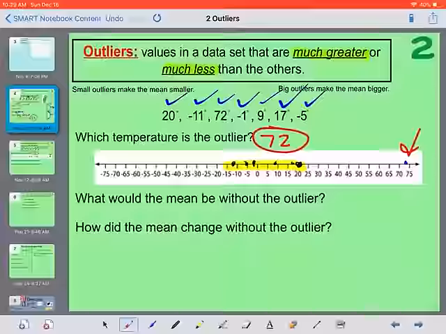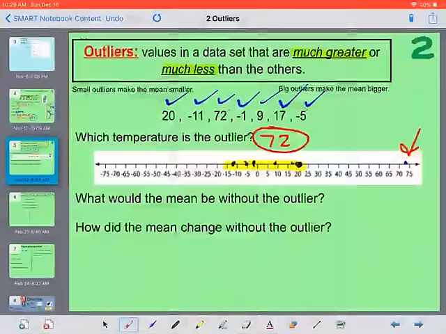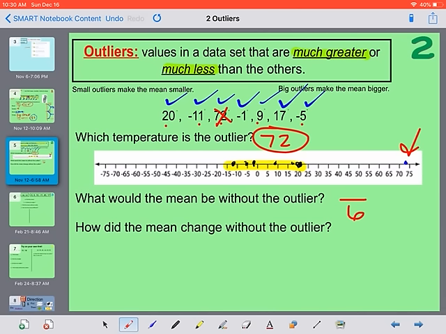So we did find the mean of this data on the previous slide, 14.4. Now they want to know what would the mean be without the outlier. So now we're going to add these all up and divide by 6. So there were 7, but if we eliminate this one, now there's only 6. So let's add those numbers up. 20 plus negative 11, or really minus 11, plus negative 1, plus 9, plus 17, plus negative 5, gives us 29. 29 divided by 6 gives me about 4.8.